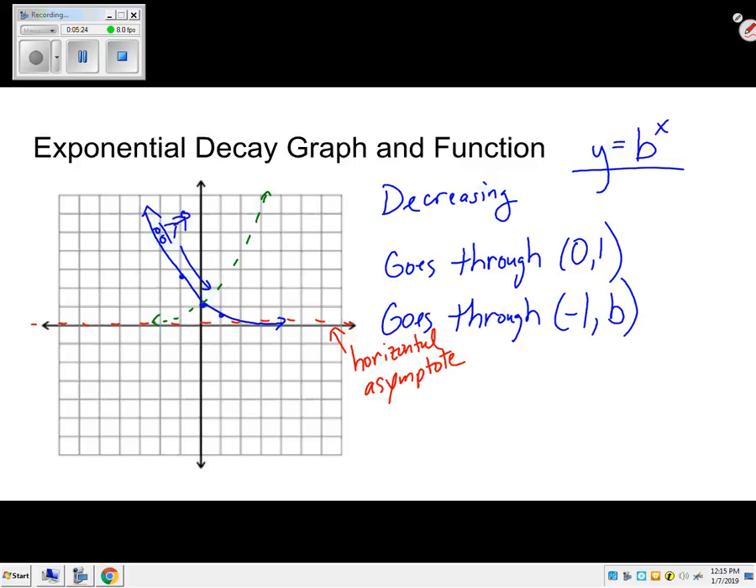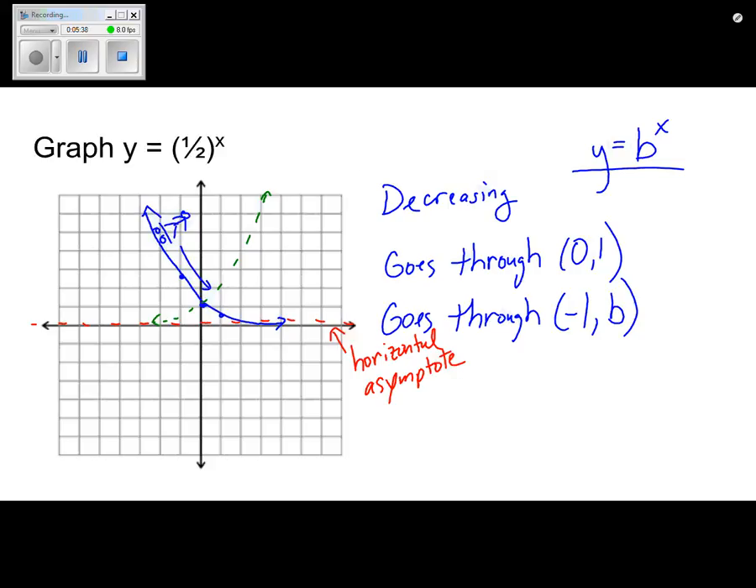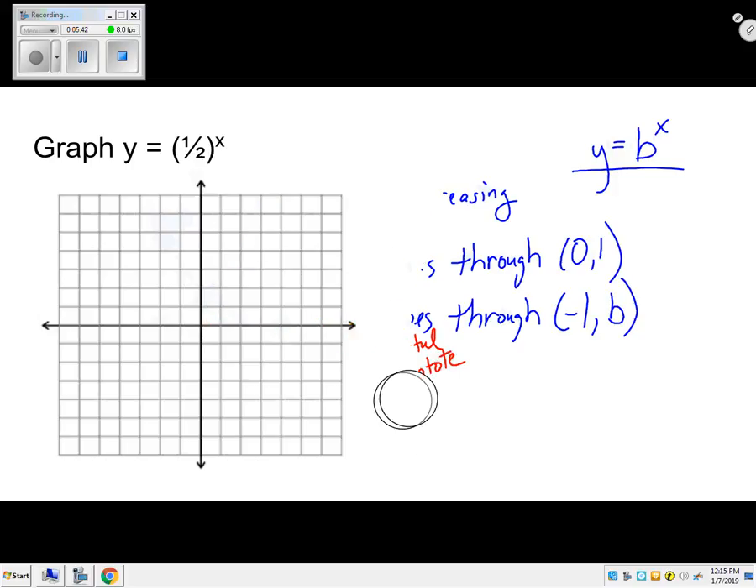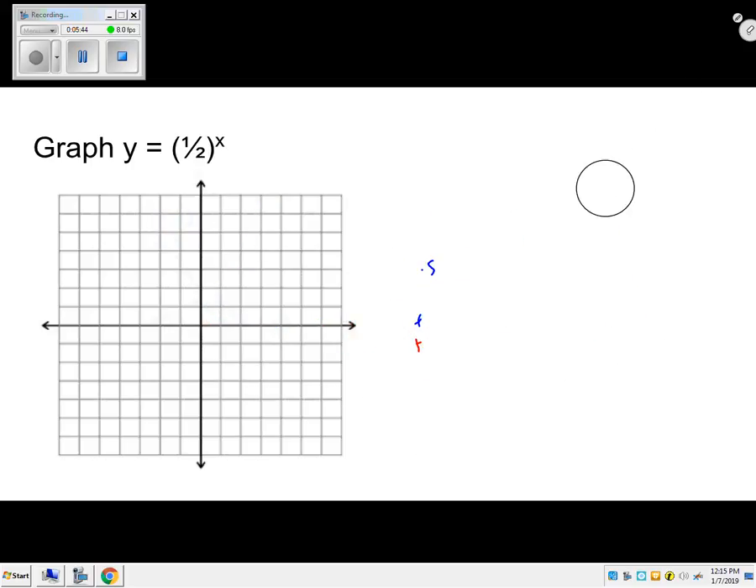And so what that is doing is it's modeling the behavior of the graph as I exit the graph on the left or right side. So this blue line gets closer and closer and closer to the x-axis, but it never quite touches it. Okay? So let's try some together, and then I'll turn you loose on some to do where you can check your answer with me. Okay?